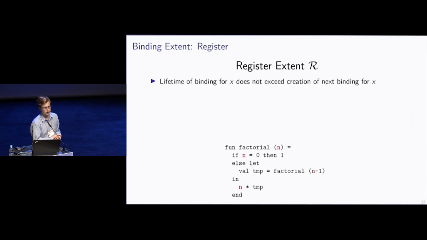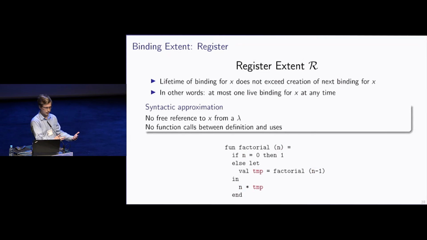Our final extent is called register extent, which describes a lifetime where the binding for some variable X does not exceed the creation time of the next binding for X. So in particular, that parameter n in factorial does not have register extent because those lifetimes intersect. When we have n equals 10 on the stack, we also need n equals 9, and we can't get rid of that binding for n equals 10. So both of them need to be alive at the same time.